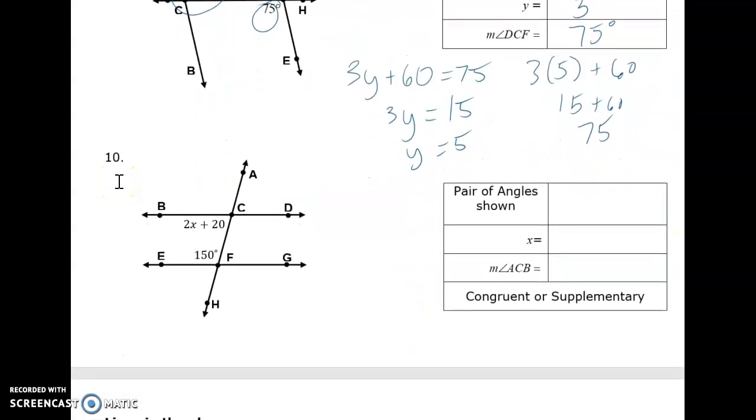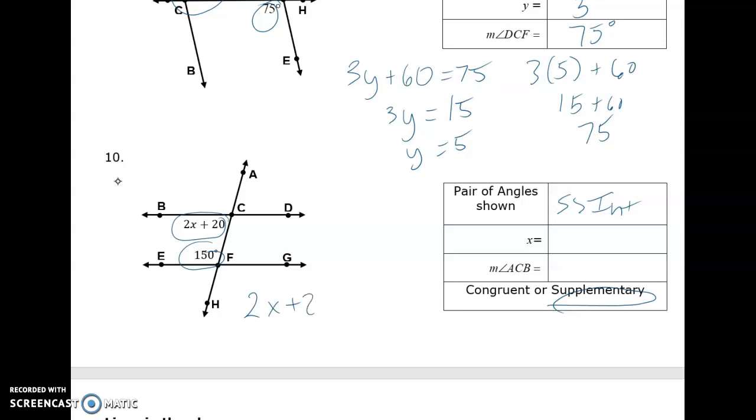Question 10 says, what are a pair of angles shown? These are interior, they're on the same side, so these are same side interior. They are supplementary to each other, which means that these two angles have to add up to 180. 2x plus 20 plus 150 is 180. 20 and 150 is 170. Subtract that from both sides. 2x is equal to 10. So x would be 5.